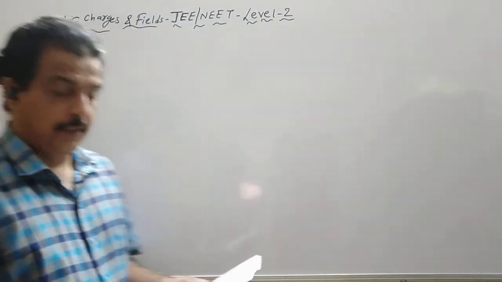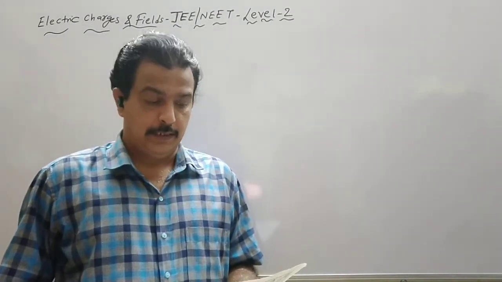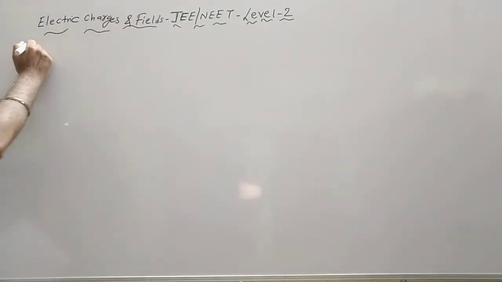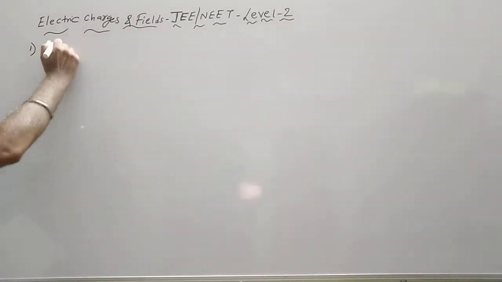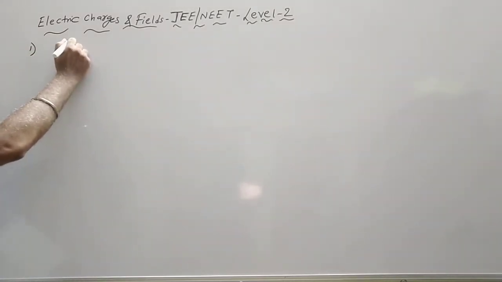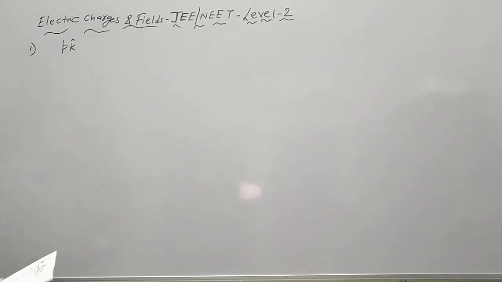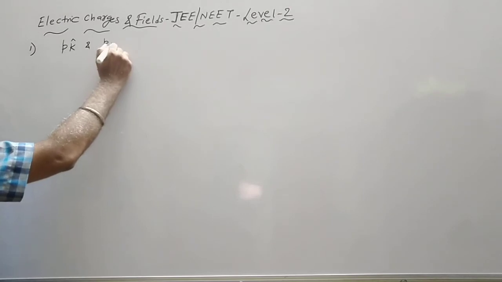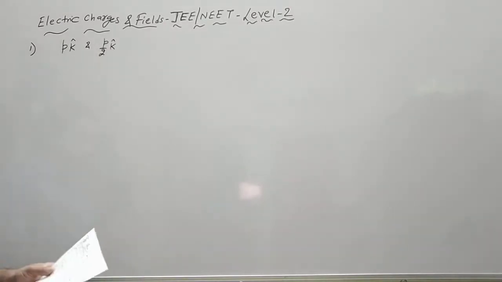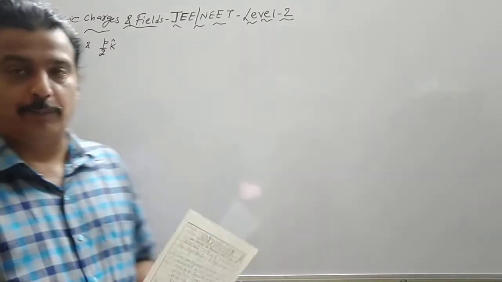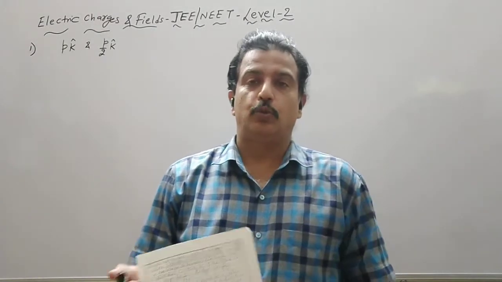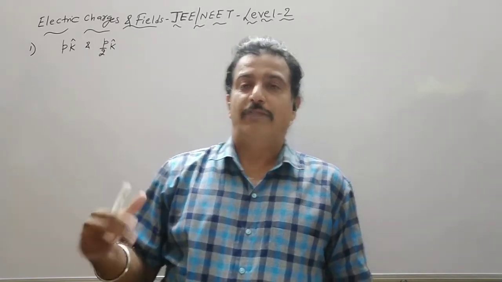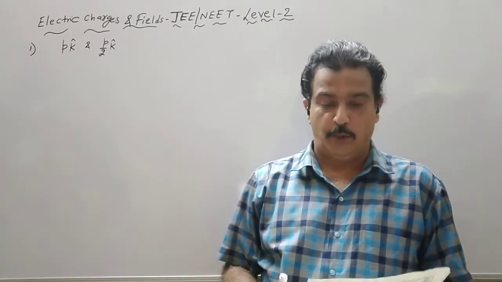Two point dipoles are given. One dipole has a dipole moment P k cap and the other dipole has a dipole moment P by 2 k cap. So we have two dipoles. They are point dipoles, meaning the distance between the two charges is very small as compared to the distance of the point where we have to find the electric field.